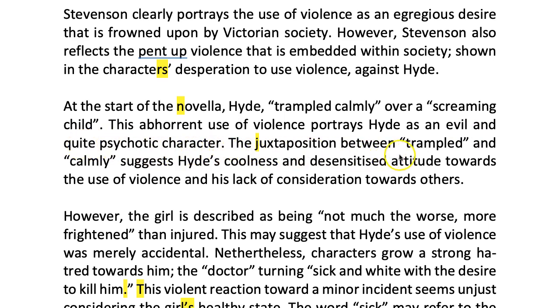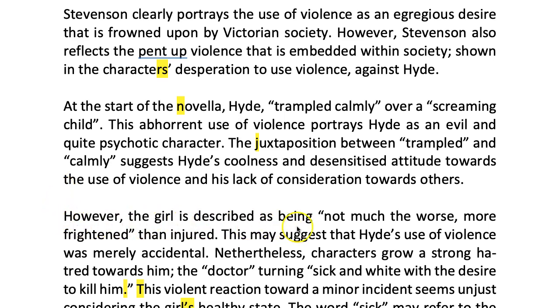The juxtaposition between trampled and calmly suggests Hyde's coolness and desensitized attitude towards the use of violence and his lack of consideration towards others. Well, this paragraph is now about how Hyde is violent. So, has the candidate lost control of their argument, or are they cleverly showing Hyde's violence before showing how society's violence is worse? Well, we'll have a look.